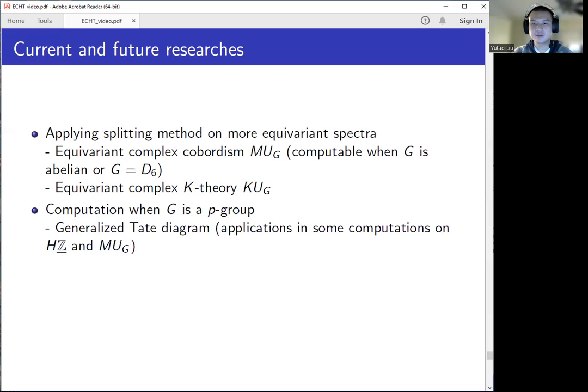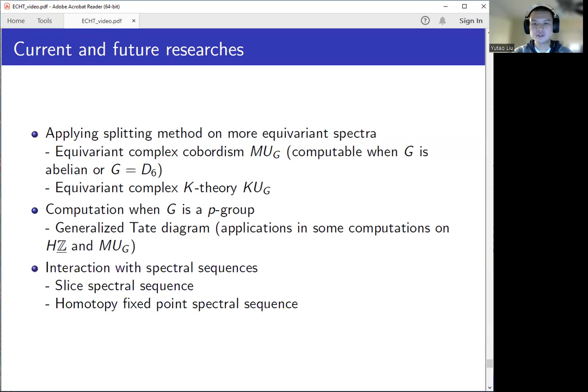Another direction I'm interested in is the computation when G is a P group. This is the case where our splitting method cannot be applied. I'm interested in the application of the generalized Tate diagram. The cofiber sequence we are using in the splitting method is in fact the first line of the Tate diagram. When G is a P group and no splitting happens, we have to take the second line into consideration in order to solve the extension problem. It is applied in many different equivariant computations, including the computation of MUG above when G is abelian.